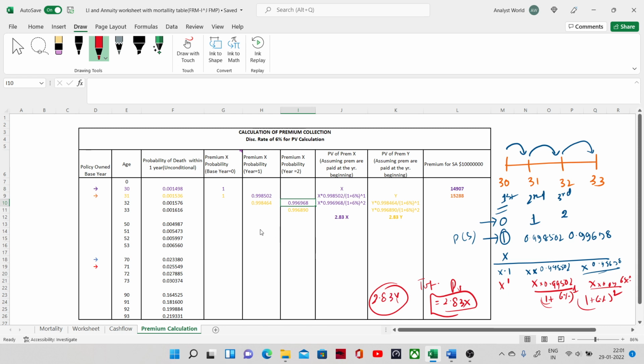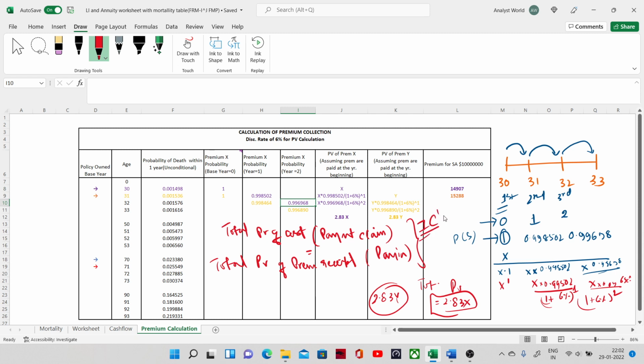Well, we use the basic logic that the present value of the cost in terms, which is basically nothing but the payout in the form of claim, must equal the total PV of premium receipt, which is pay in. Remember, we are talking from the insurance company's or IC's perspective, right? So these two must be equal in order to arrive at the break-even premium or the fair value premium or the minimum premium.